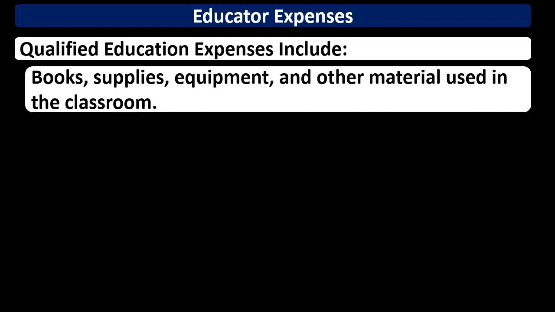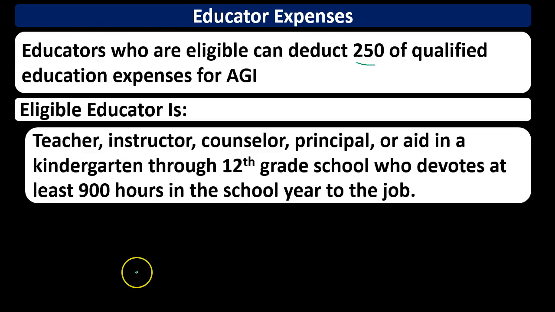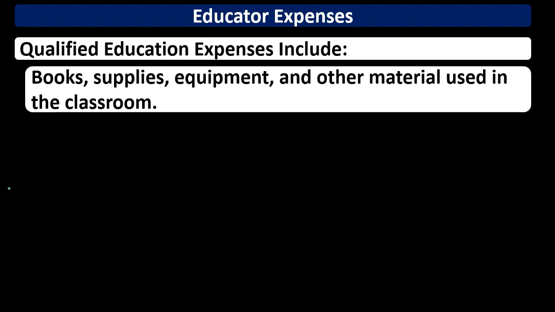Next, we need to know what the educator expenses are. Qualified education expenses include books, supplies, equipment, and other materials in the classroom. Therefore, to take the deduction, we first need to know if we have an eligible educator. Once that's the case, then we need to go to the education expenses.